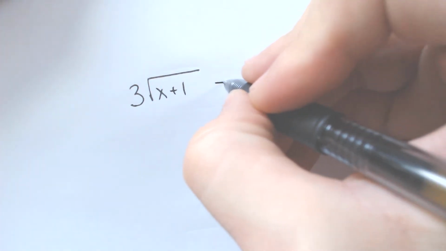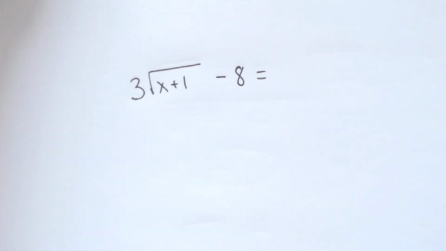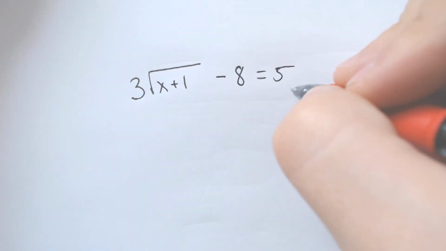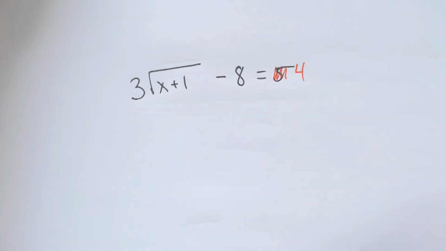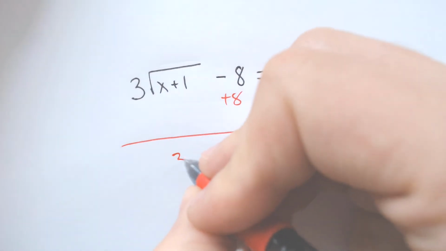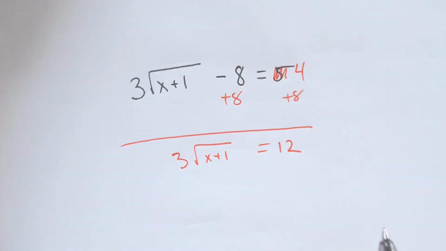Let's say we have 3 times the square root of x plus 1 minus, what do we want? Let's go with 8 equals 4. Add 8 to the other side of the equal sign. Excuse me, sorry. If we add 8 to both sides, we get 3 times the square root of x plus 1 equals 12.